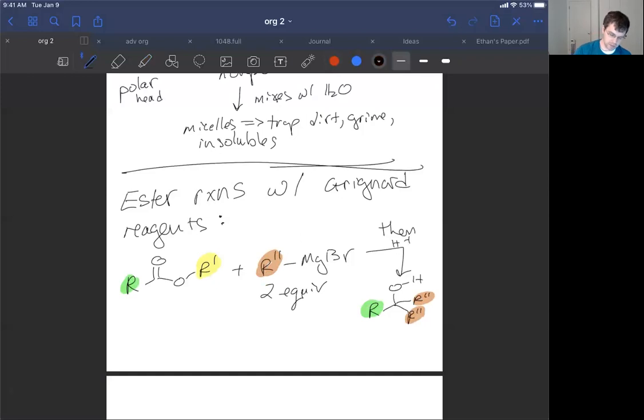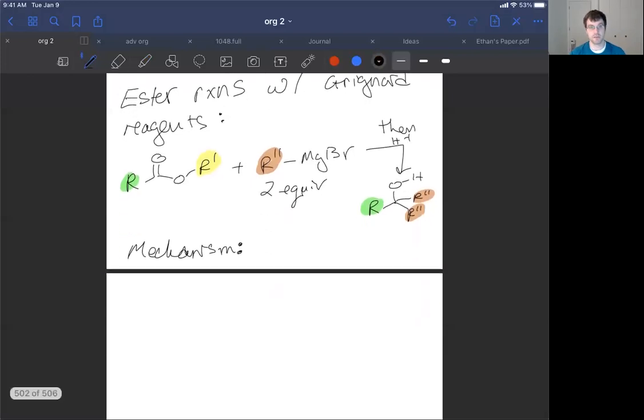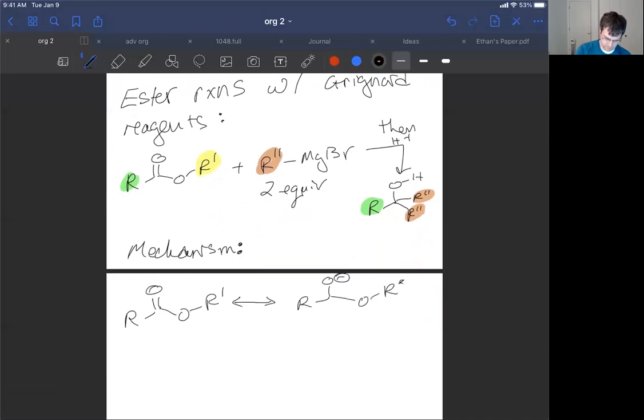Okay, so what's the mechanism for this? We have an unusual reaction. Let's see if we can account for it with some mechanisms, and indeed we can. It's a combination of an addition-elimination followed by a standard, run-of-the-mill Grignard reaction. So we're going to take our ester and consider a resonance structure if you'd like. We have positive charge character on the carbon atom, so we have these resonance depictions of our starting material. We're going to add to that our R''MgBr.